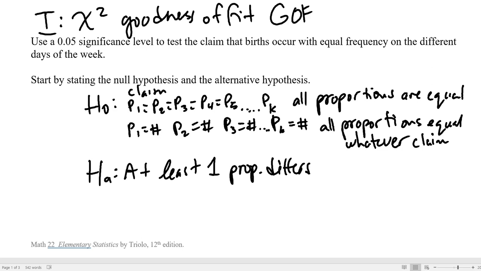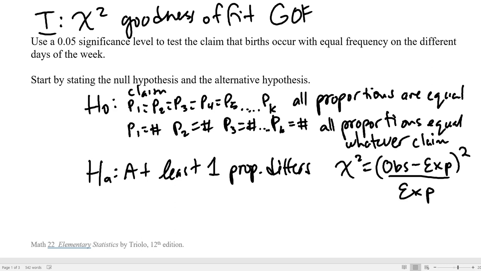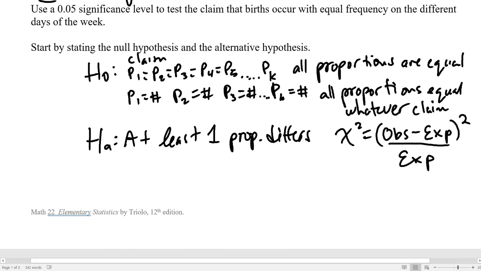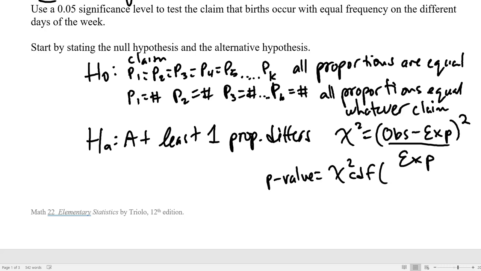Okay? When we do this, we're going to calculate a chi-squared value. And that will be by doing observed minus expected, squared, divided by the expected. And that's how we get a chi-squared, and I'll kind of talk about that. From that, we can find a p-value by doing chi-squared CDF with our chi-squared value as the minimum, the max forever, and degrees of freedom. And degrees of freedom will be the number of categories minus 1. Okay, not the sample size, not how many people, but how many categories do we have minus 1.